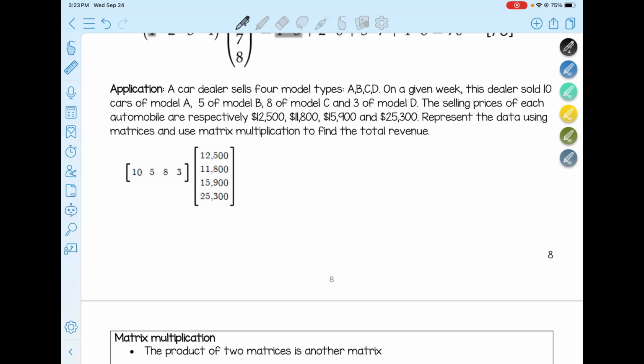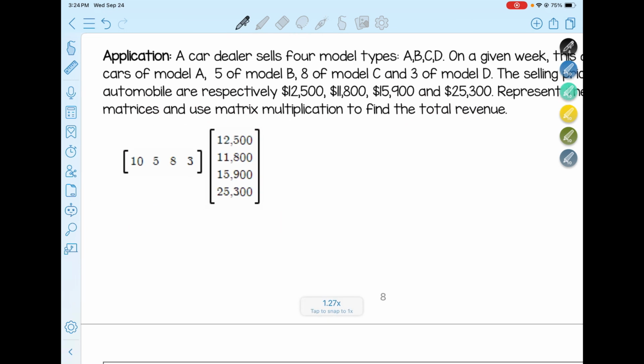So doing the same thing down here, we can see this application as we have this car dealership that sells 4 different types of models, A, B, C, and D on a given week. And this dealer sold 10 of car model A, 5 of B, 8 of C, and 3 of D. And we see the selling prices are represented as $12.50, $11.80, $15.90, and $25.30. They've given this to us in a matrix, and we want to find the total revenue, and we can do that by multiplying the matrices together.